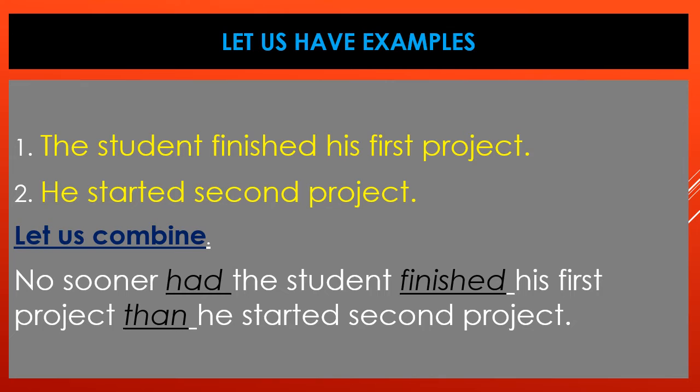Then he started second project. The second action is he started second project. It is very clear. So, decide which sentence or which action has taken first, that should be mentioned first with the help of no sooner. And the second action should be mentioned at the end by adding than. See here clearly. No sooner had the student finished his first project than he started second project.